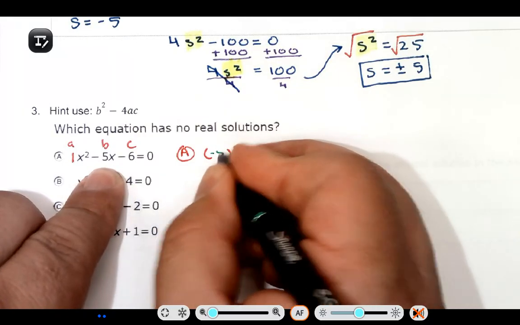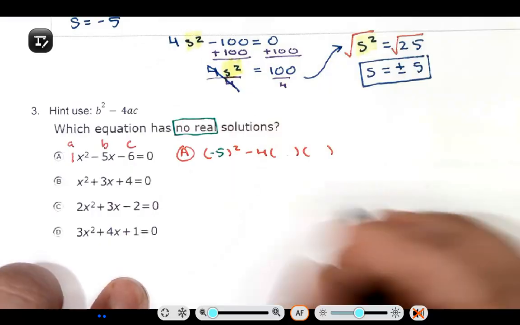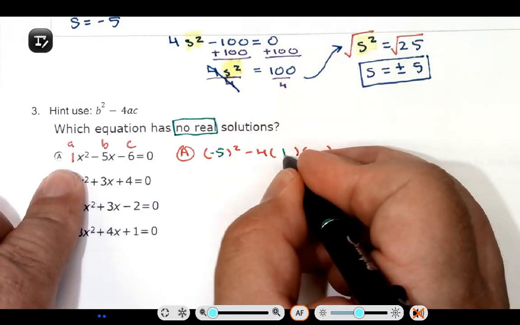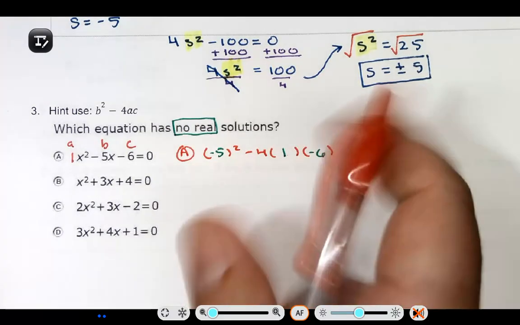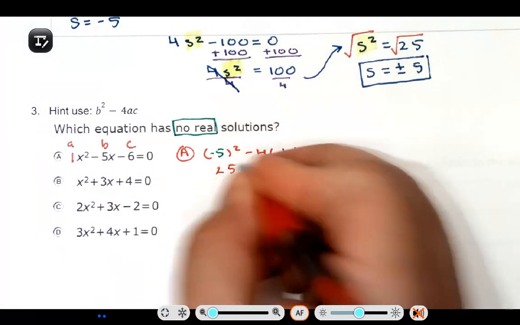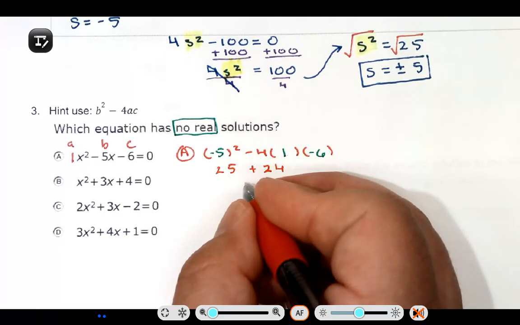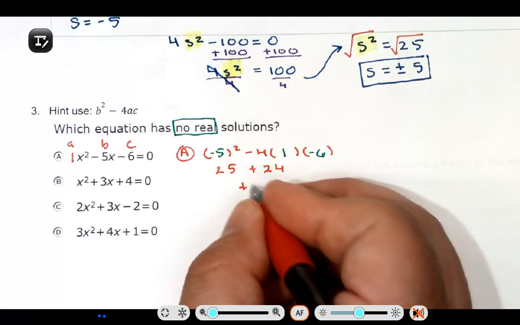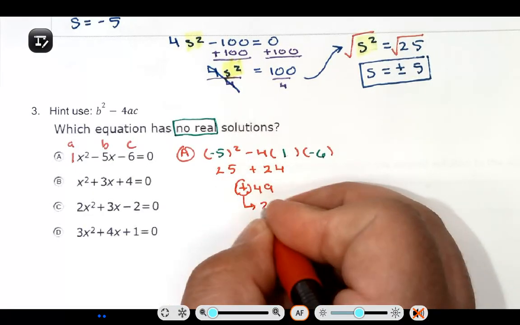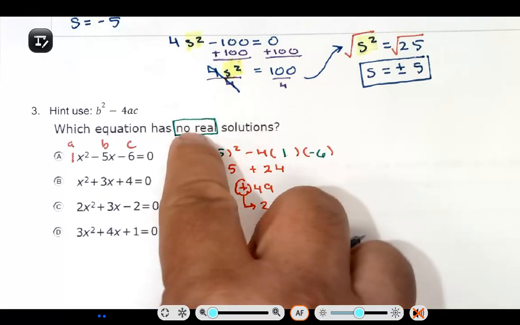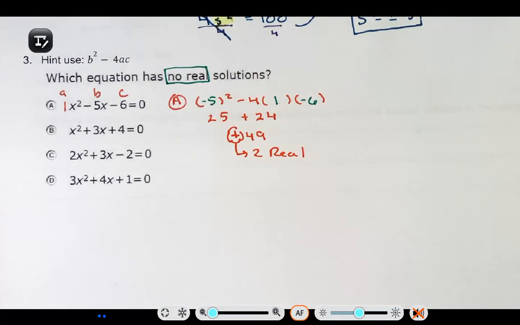This is a negative 5. We're plugging in. We're going to see if we have no real, then I want to see a negative result. The A is 1. The C is negative 6. So this becomes 25. This becomes positive 24. So yeah, this isn't going to work because it's a positive 49. And again, positive means you have two real. Well, I'm looking for no real. I'm looking for imaginary. So that one didn't work for us. So we're going to try the next one.